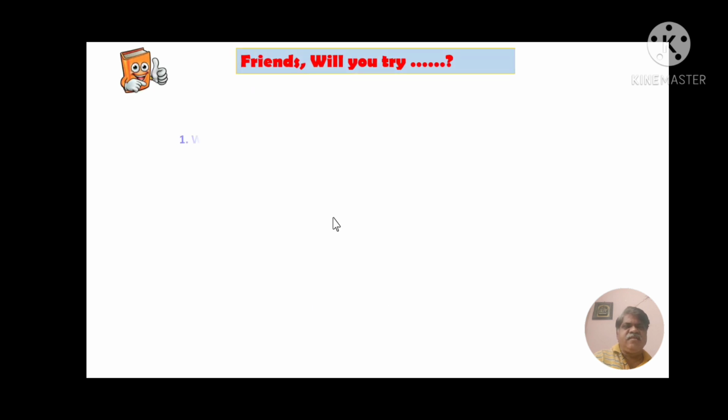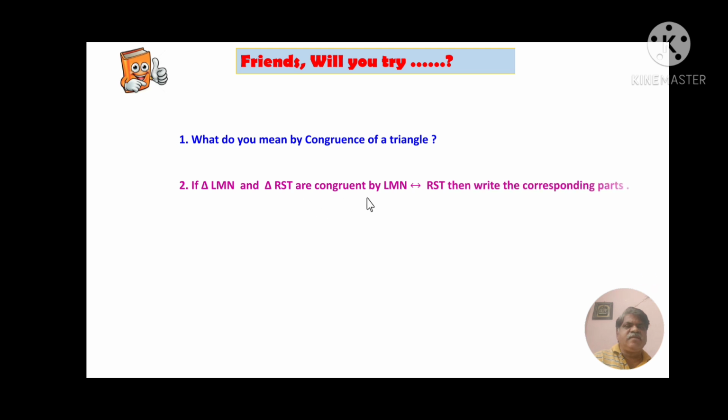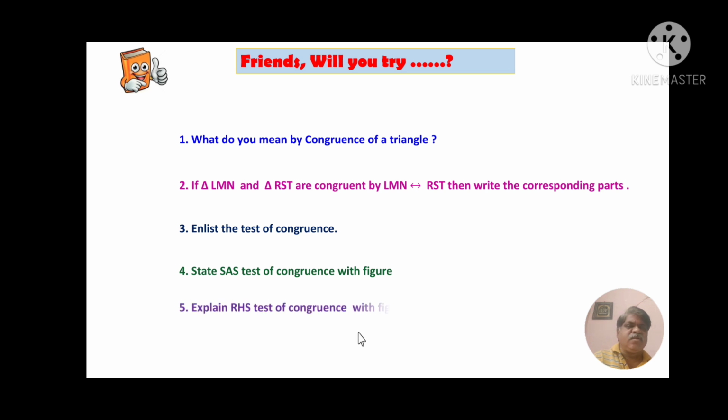Friends, will you try these questions? What do you mean by congruence of a triangle? If triangle LMN and triangle RST are congruent by LMN one to one corresponds to RST, then write the corresponding parts. Here you have to write corresponding angles and corresponding sides. Enlist the tests of congruency. How many tests of congruency have we discussed? State SAS test of congruence with figure. Explain RHS test of congruence with figure. So try to answer these questions in your notebook.